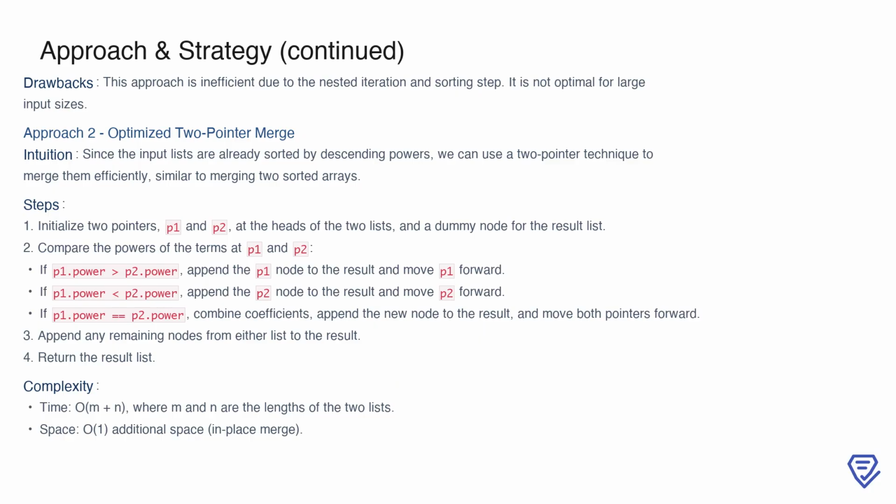This approach is highly efficient with a time complexity of O(m + n), where m and n are the lengths of the two input lists, and it requires only O(1) additional space, as the merge is performed in place.